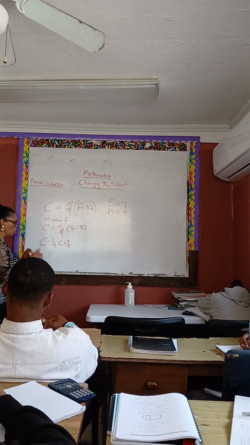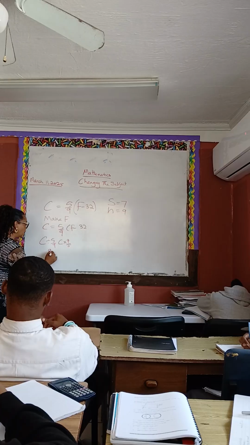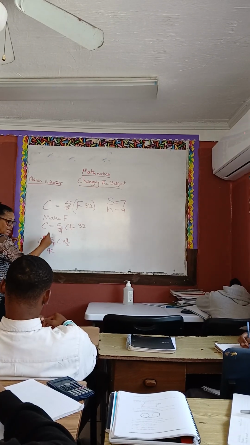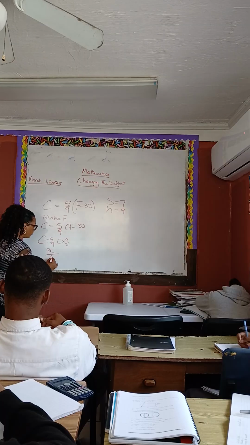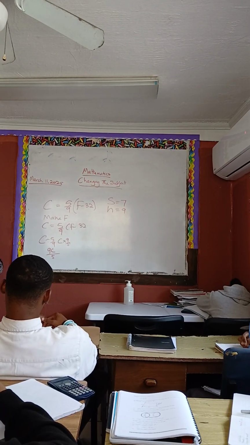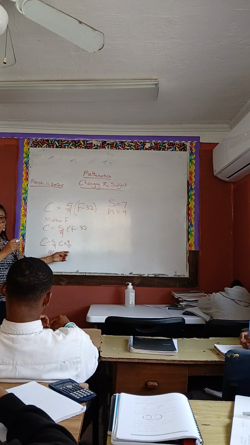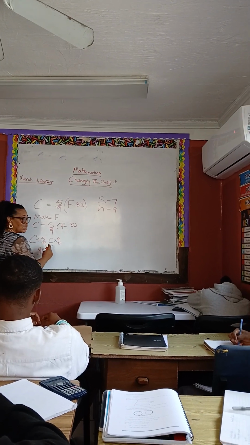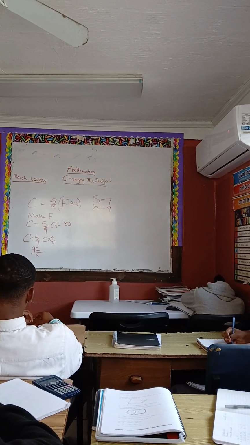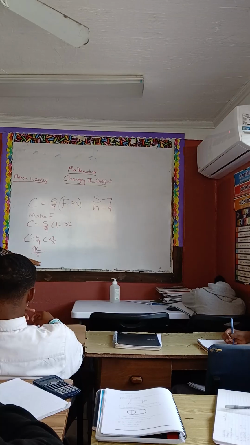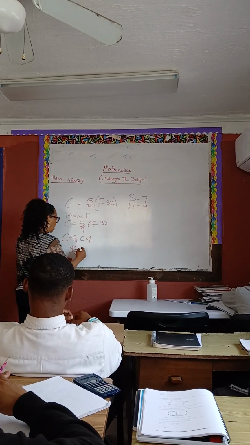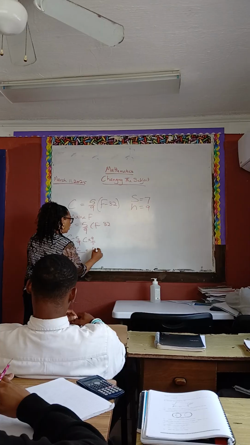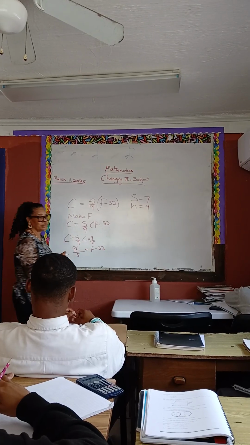So I'm going to rewrite that as 9C. C times 9, 9C over 5. C times 9 divided by 5. 9 times C is 9C over 5. So now I have 9C over 5 is equal to F minus 32.